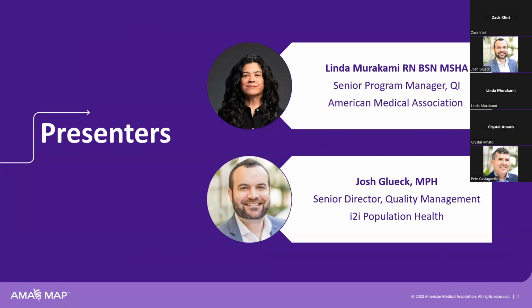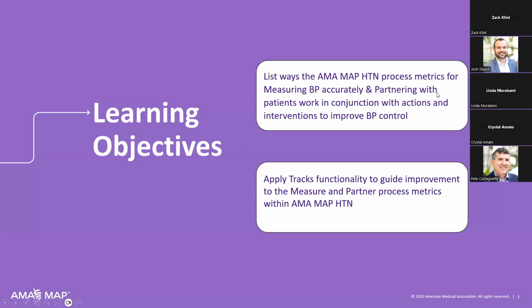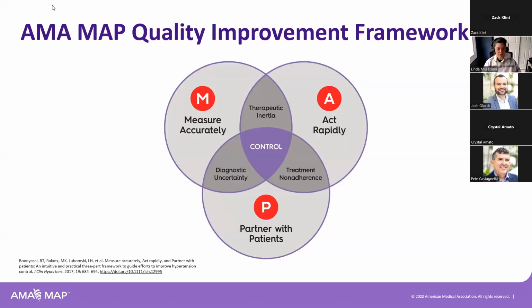A couple of learning objectives that we're hoping to aim at today. Participants should be able to list ways the AMA MAP hypertension process metrics for measuring blood pressure accurately and partnering with patients work in conjunction with actions and interventions to improve blood pressure control, as well as apply Tracks functionality to guide improvement to the measure and partner process metrics within AMA MAP hypertension. So with that, let me turn this over to Linda to take it from there.